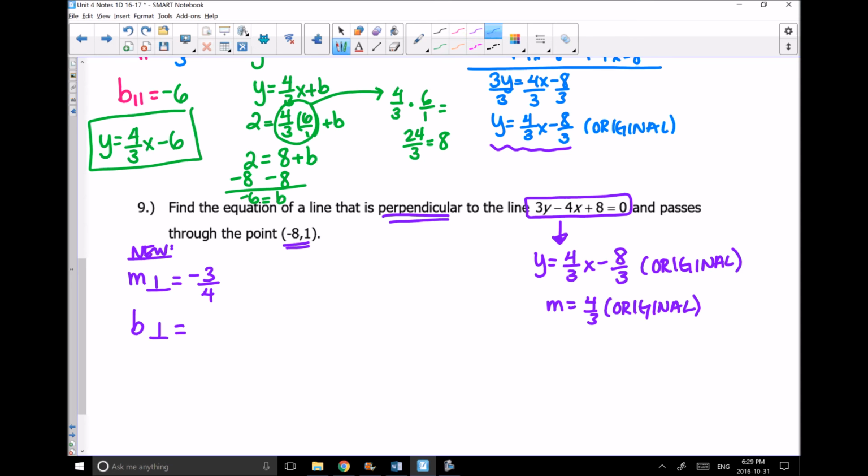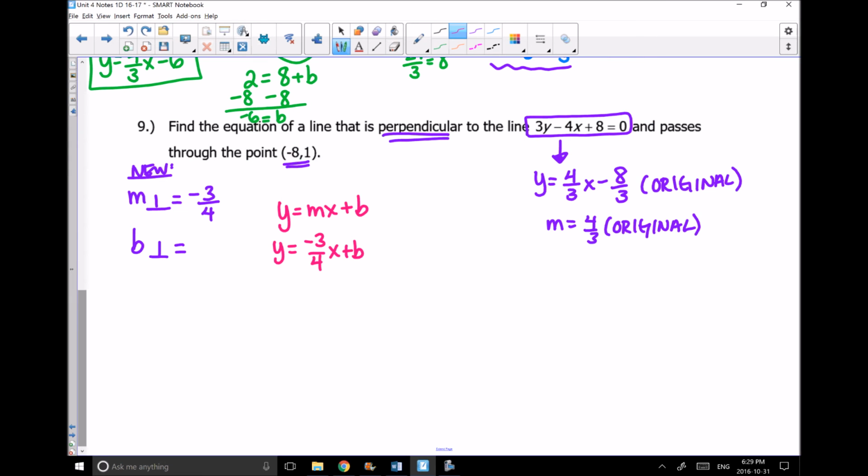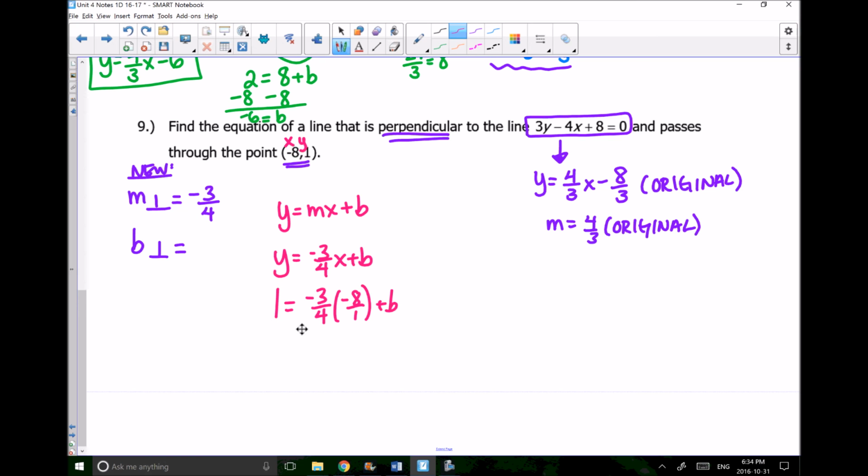In order to calculate my y-intercept, I'm going to use y equals mx plus b, just like we did up here. Instead of m being 4/3, this time we're going to use negative 3/4. So we'll get y equals negative 3/4 x plus b. I'm going to plug in negative 8 for x and 1 for y. So I'm going to plug in 1 for y, and negative 8 over 1 for x. And just like I did before, I'm going to do this multiplication on the side over here.